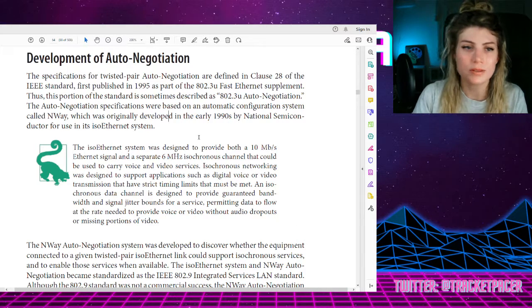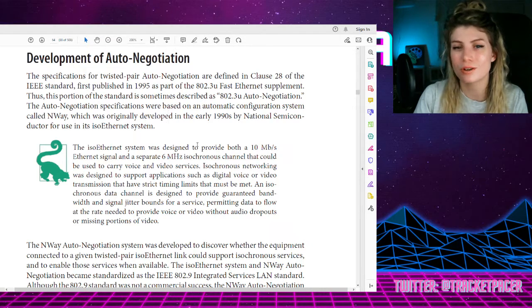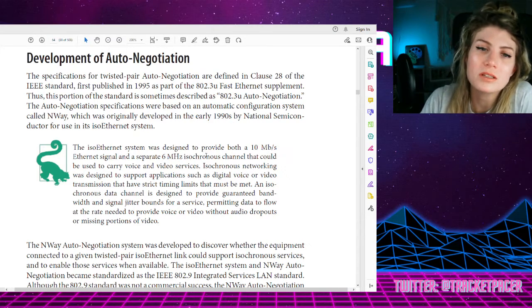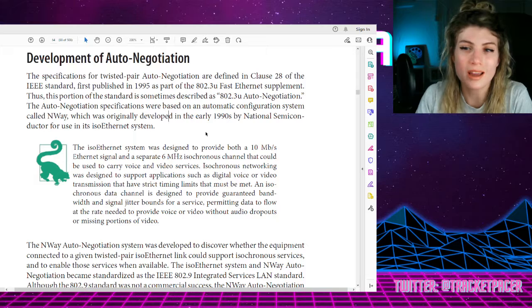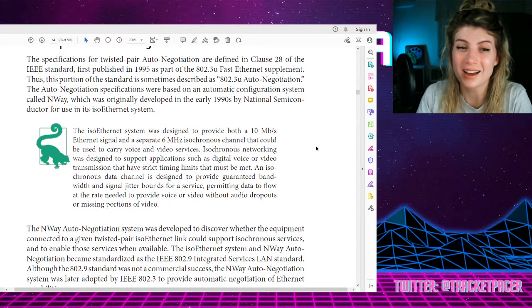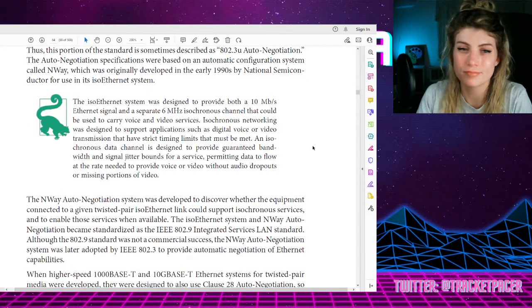So anyway, this portion of the standard is sometimes described as 802.3u auto negotiation. The auto negotiation specifications were based on an automatic configuration system called N-Way. Now we get to learn about N-Way. Okay. N-Way was originally developed in the early 1990s by National Semiconductor for use in its ISO Ethernet system.